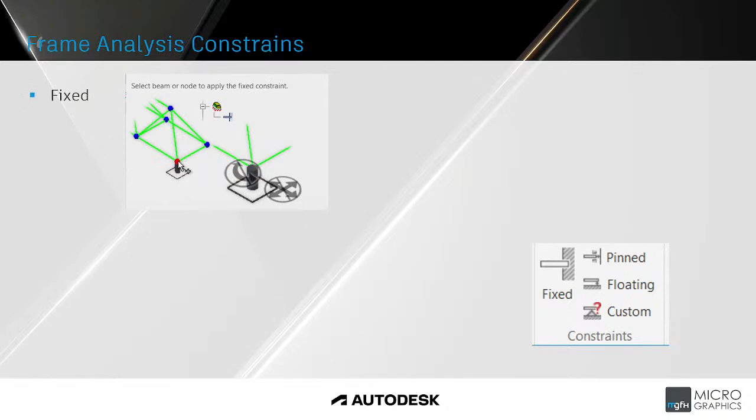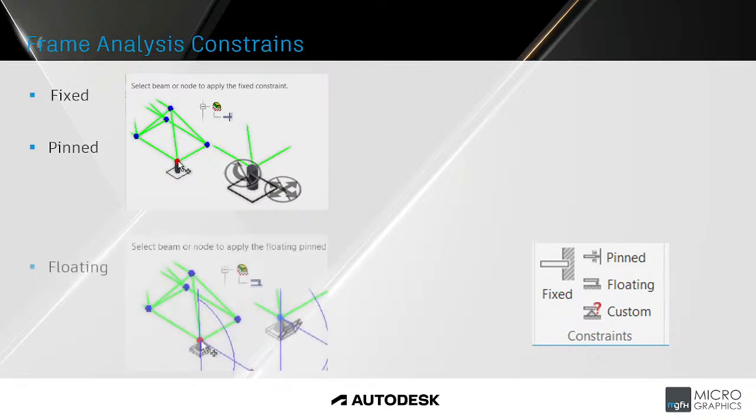So first, we've got your fixed. Your fixed constraint removes all degrees of freedom from the selected geometry. As you can see, your fixed and pinned both select a beam or node to apply the constraint. And so the difference between your fixed and pinned is that your pin actually removes displacement degrees of freedom from selected geometry, where your fixed removes all degrees of freedom.